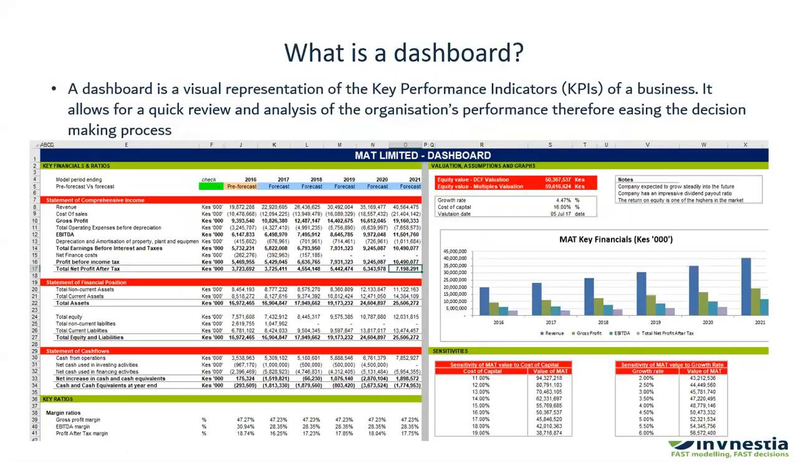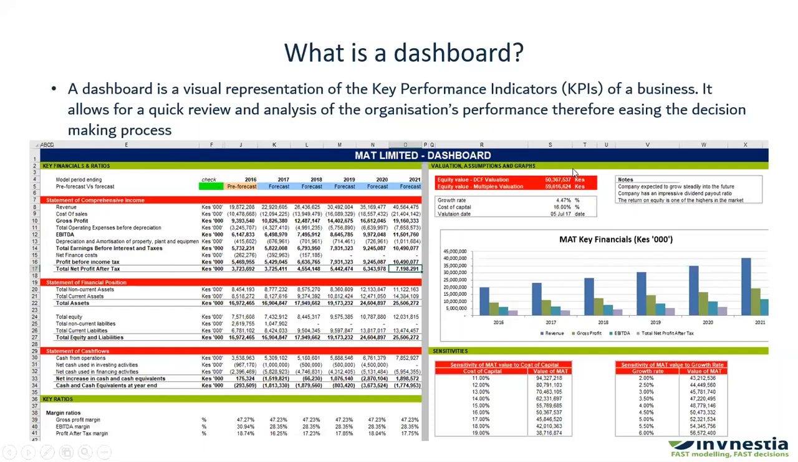So let's start off by defining what a dashboard is. A dashboard is really just a visual representation of the key performance indicators of a business. It allows for a quick review and analysis of the organization's performance, therefore easing the decision-making process. What you have in front of you is just a snapshot of how a typical dashboard will look. On the left, you'll have your key financials and ratios.